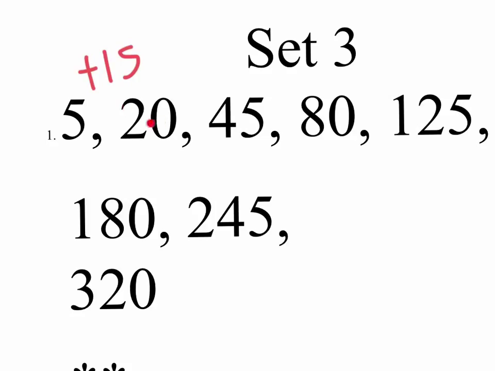20 plus 15 is 35, but that doesn't work. That's not constant. That's not what I think is going to work. But if we add 25, that will give us 45. 45 plus what gives us 80? 35. 80 plus what gives us 125? 45. So our pattern is going up 15, 25, 35, 45. The next, of course, would be 55.